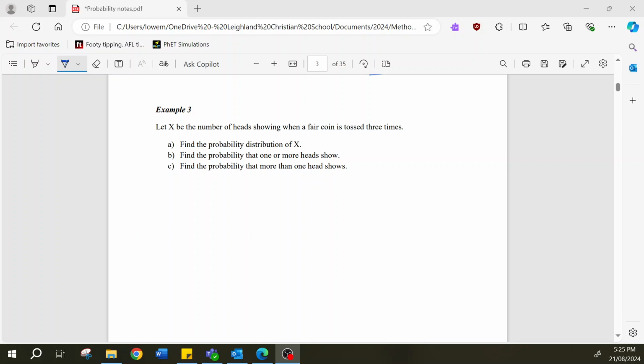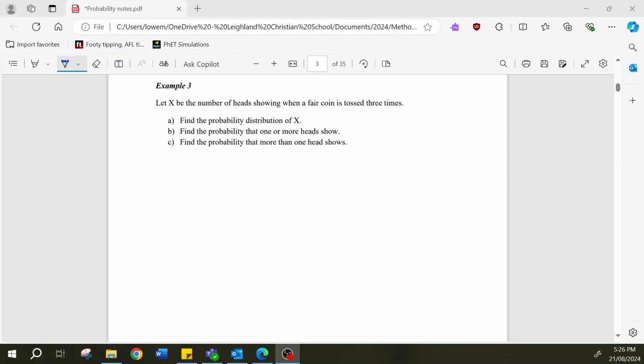So we're going to let X be the number of heads showing when a fair coin is tossed 3 times. Yes, I've just realised that that actually is not the third example. It's the second example. Never mind. All right, so we want to find the probability distribution of X. So we've got a single coin tossed 3 times.